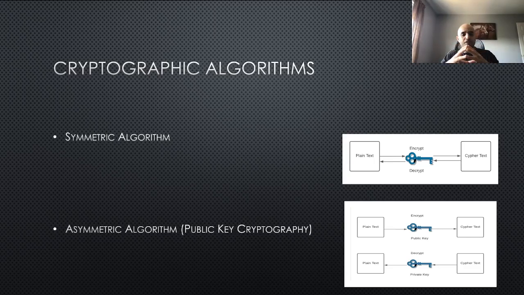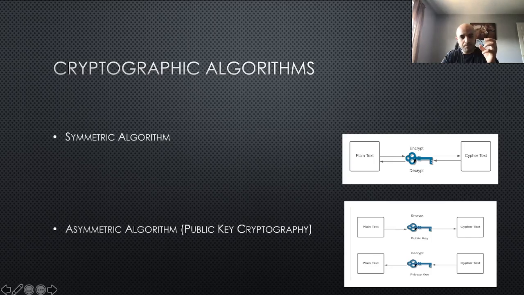Asymmetric or public key cryptography is a little different. In asymmetric encryption, we use one key to encrypt the data. So we use an encryption key or a public key to take a plain text and scramble it and generate ciphertext. And then you use another key, which is called the private key, to convert the ciphertext into plain text.